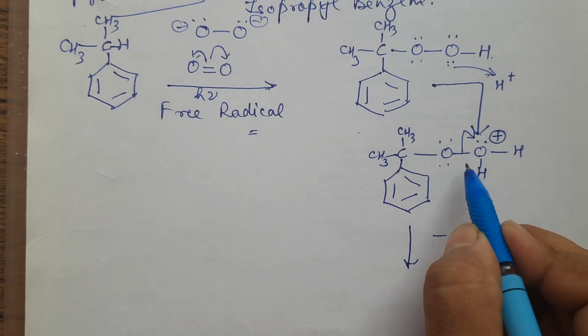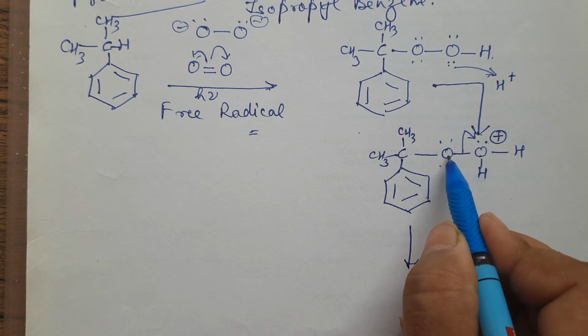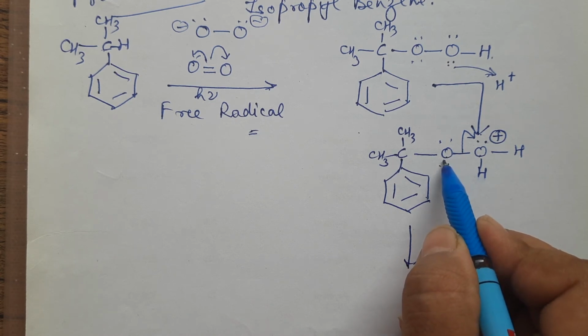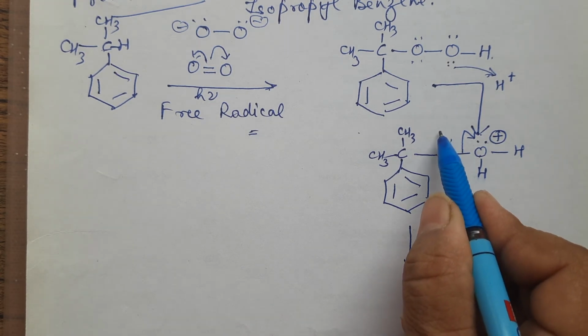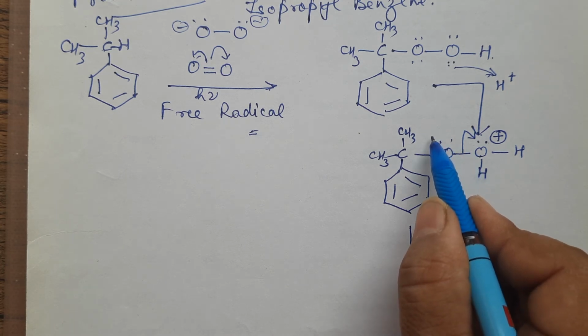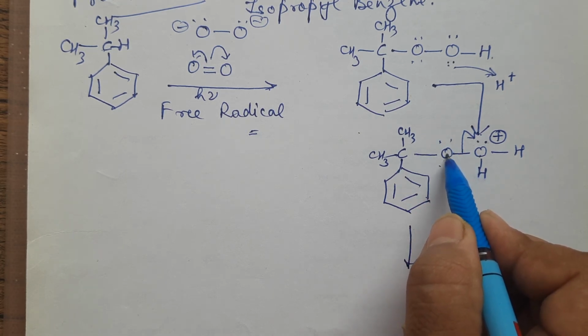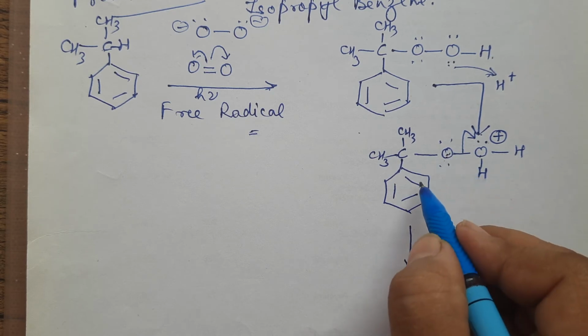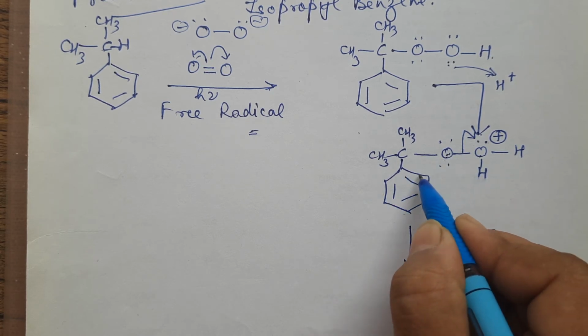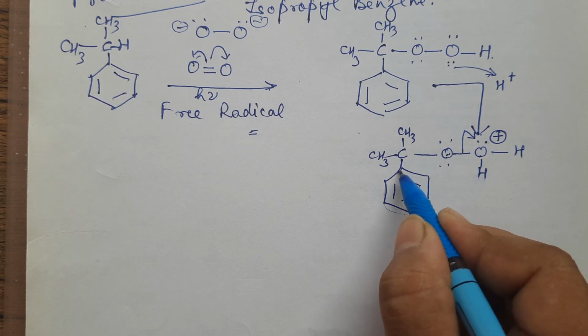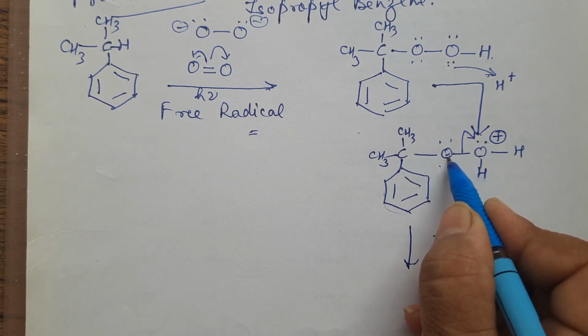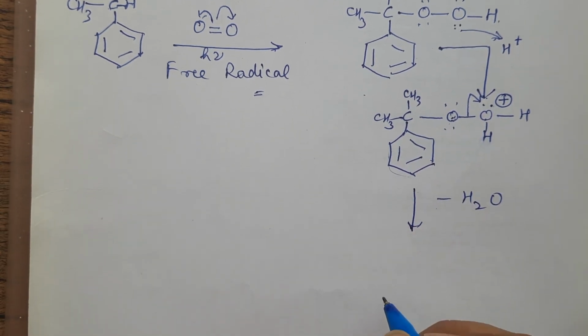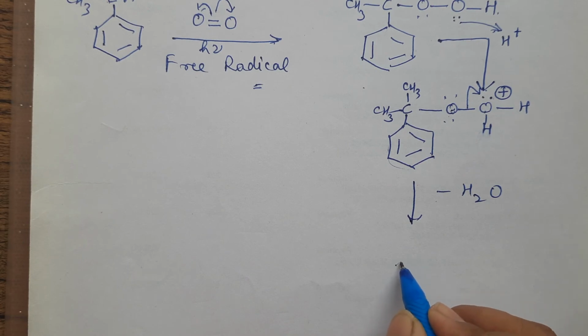Now when this has come out, this oxygen will be short of electrons, so this oxygen will get a positive charge. When this oxygen gets a positive charge, again it will not be stable. So what happens is, internally there is a phenyl shift. This Ph will shift here onto this oxygen atom. So what changes have happened, I am writing in the next step.